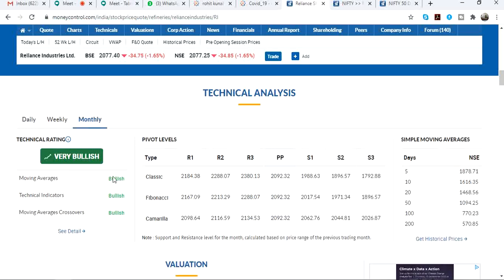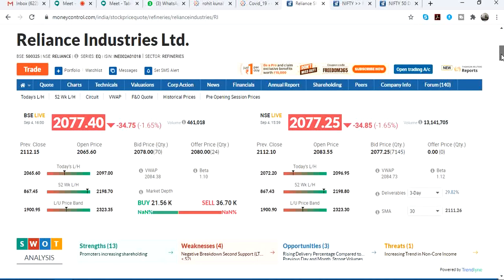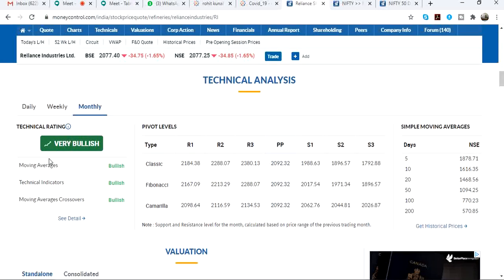See, technical moving average bullish. And why is it bullish? Because when you look at the monthly, it is between 1400 and 1000, and the current price is way more than those prices, it's 2000. So the current monthly moving average is saying bullish. Bullish means I am positive about the stock going well.